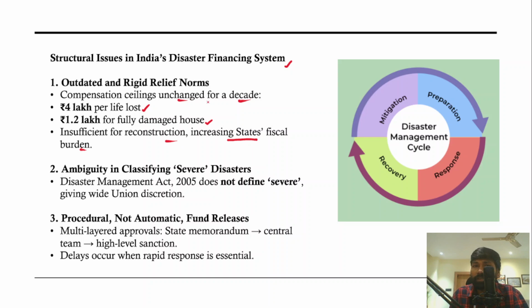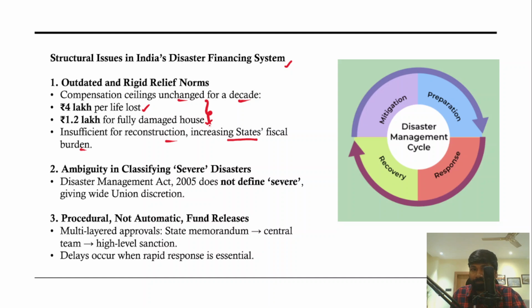So if the center has been giving an inadequate amount of money to the states for recovery purposes, then the fiscal stress, the fiscal burden, is on the state governments, and state governments also have very limited financial resources with them, and that's the main problem here.